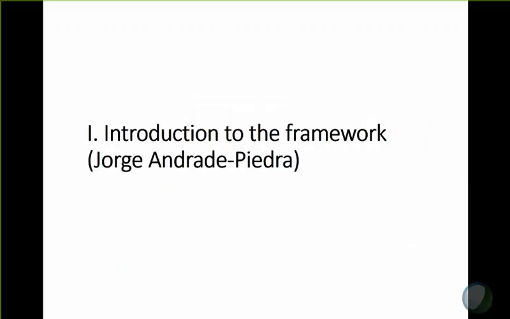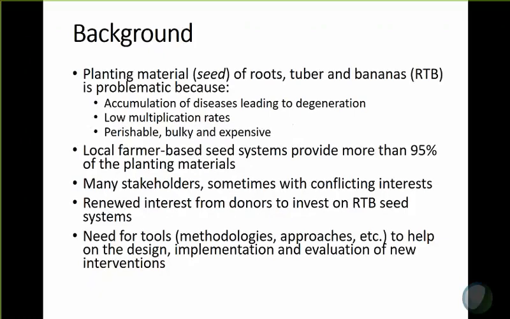So let's start with the introduction to the framework. This is a bit of background. If you have some experience working on roots, tubers, and banana, planting material or seed is problematic because of degeneration, the accumulation of diseases, and the reduction in yield. This is degeneration. It's a huge problem in RTB seed systems. Also, low multiplication rates as compared to grain crops, for example. And also, the planting material is perishable, bulky, and expensive. So there are several challenges related to these topics.